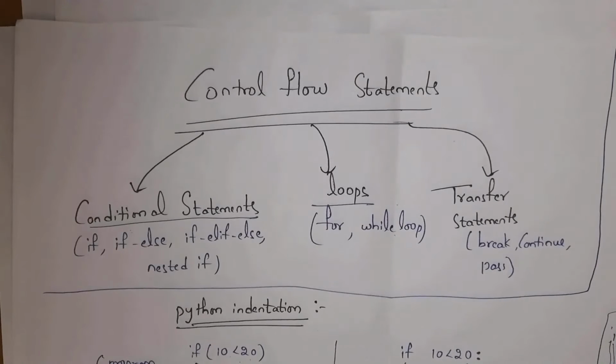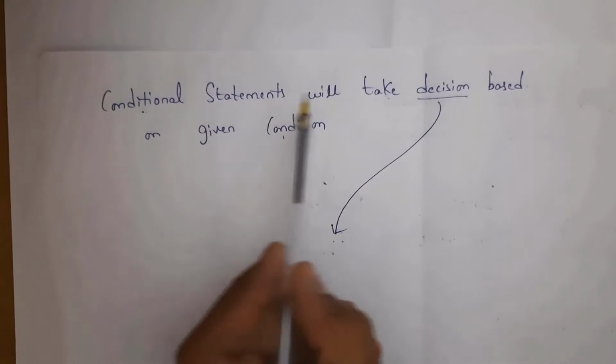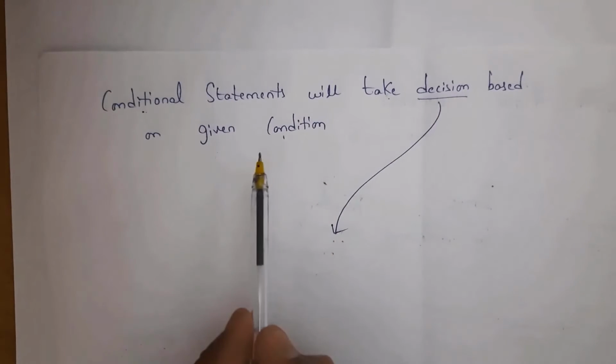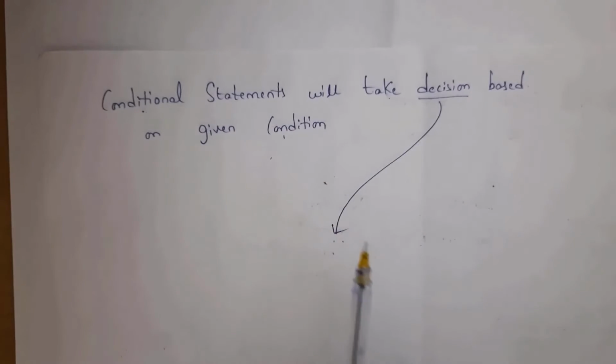Now I will explain control flow statements. At first I will explain conditional statements. Conditional statements will take decisions based on the given condition. So we also call these conditional statements as decision making statements.